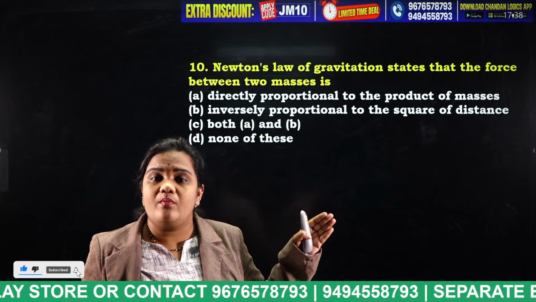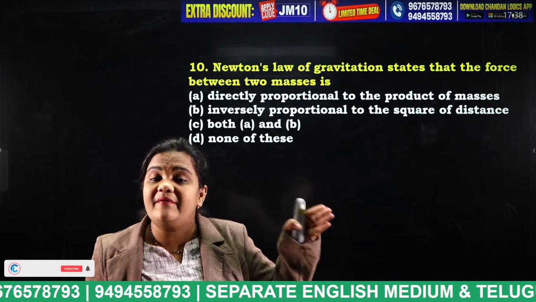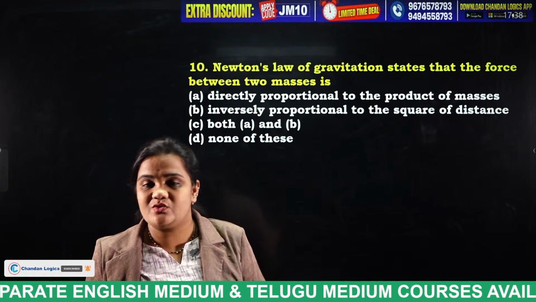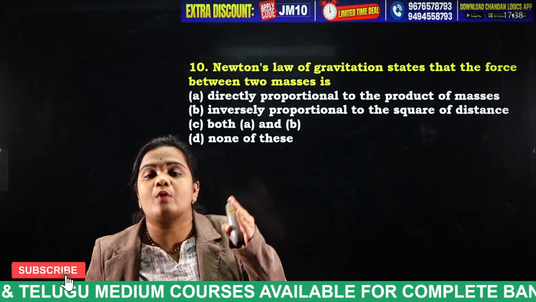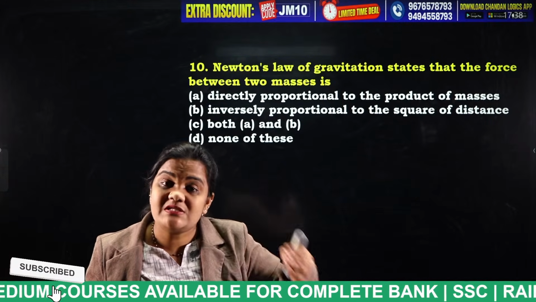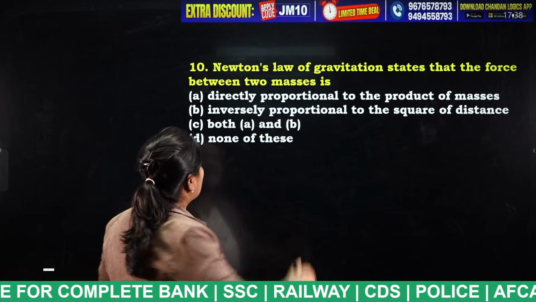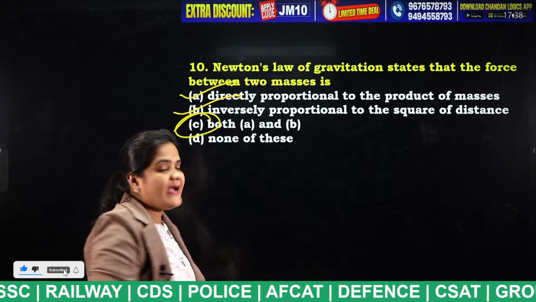Okay, so what are they saying? They are saying that gravitational force is equal to G capital M small m by d square. That means gravitational force is directly proportional to the product of masses and inversely proportional to the square of the distance. So this is right. So what is the answer for this question? Both the statements are true. So option C is the correct answer for this question.